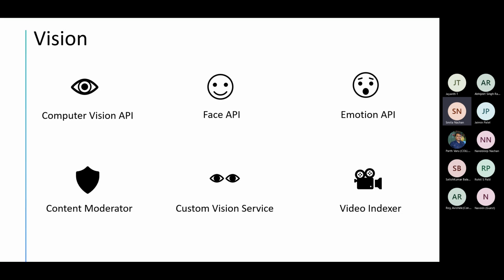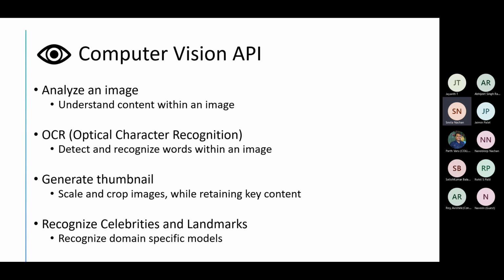The first one is the computer vision API, then we have a face API, then the emotions API, content moderator, custom vision service, and a video indexer. Each of them by name defines what they do. During this session, we will mostly concentrate upon the computer vision APIs and the custom vision services. Those are really very helpful to analyze our images in a better way. So, let me change my screen.